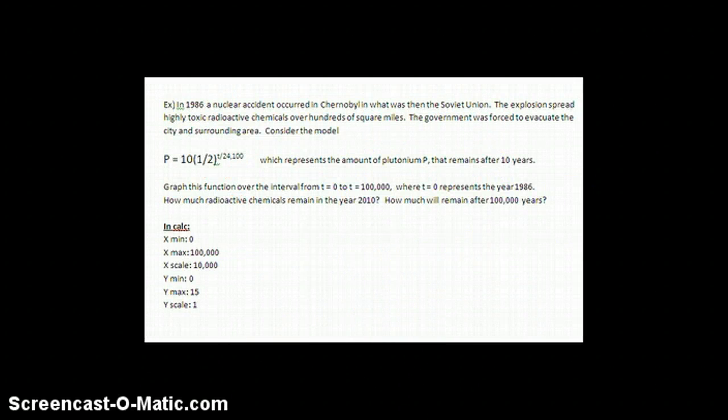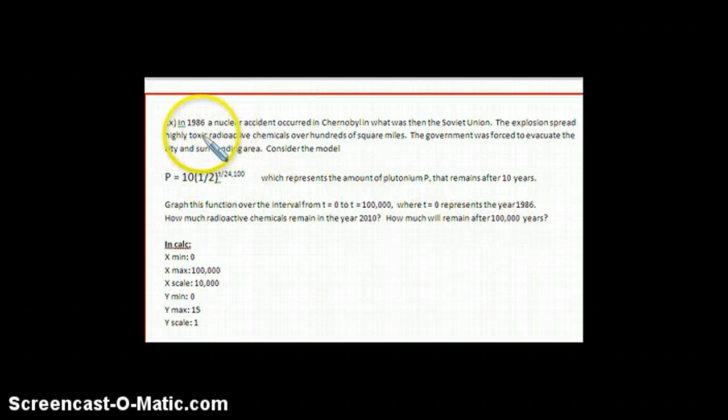Alright, let's take a look at a story problem here. We're talking about in 1986 a nuclear accident occurred at Chernobyl in what was then the Soviet Union. The explosion spread toxic radioactive chemicals over hundreds of square miles and the government was forced to evacuate. If this equation here would represent how much of this toxicity was still in the air after 10 years, I want you to graph it from the interval of 0 to 100,000, where t represents the year that this explosion occurred. How much of the radioactive chemicals will remain in the year 2010, and how much will remain after 100,000 years. So here's what we know, is that year 0 is 1986.